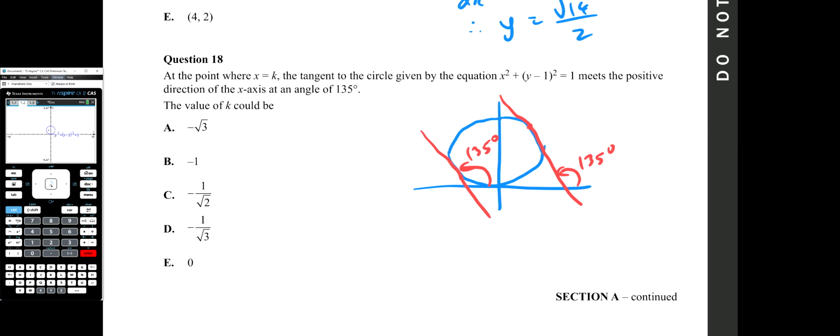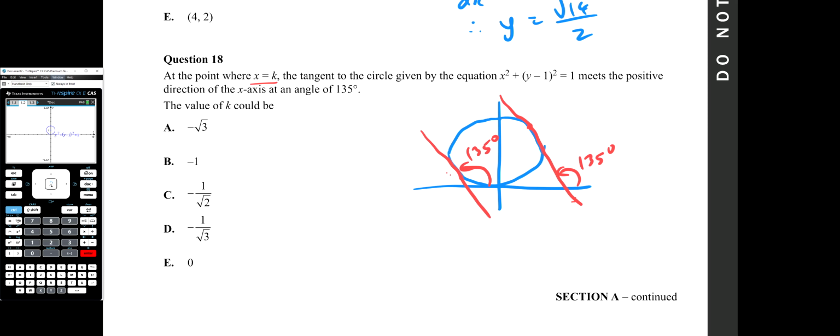So given there's two options, we need to look at all the possibilities here. If you look at A, B, C, and D, they all have negative values, and k is the x value of the tangent. So clearly, it cannot be the right one. It has to be the left one. So the left one exists on the bottom half of the circle.